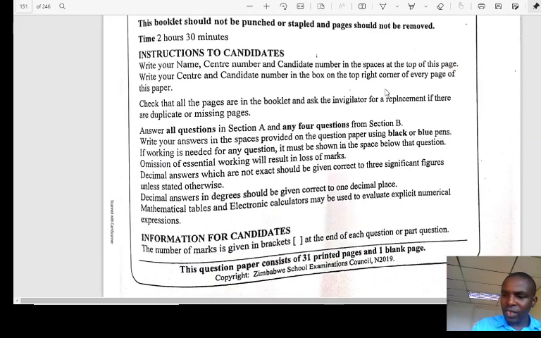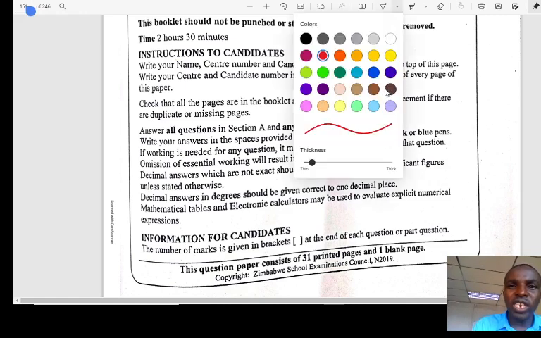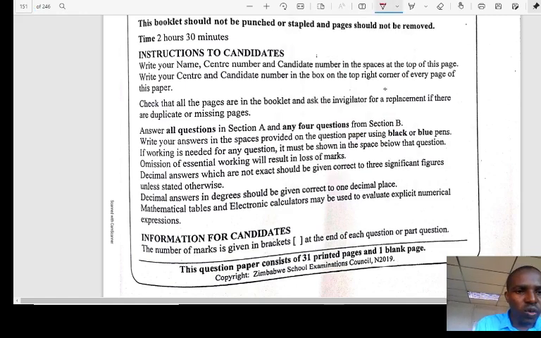Like this first one: decimal answers which are not exact should be given correct to three significant figures unless otherwise stated. Then omission of essential working will result in loss of marks. So no shortcuts, step by step. Take note. Then if there are degrees, you should give your answer correct to one decimal place if the answer is in degrees. Take note of that also.